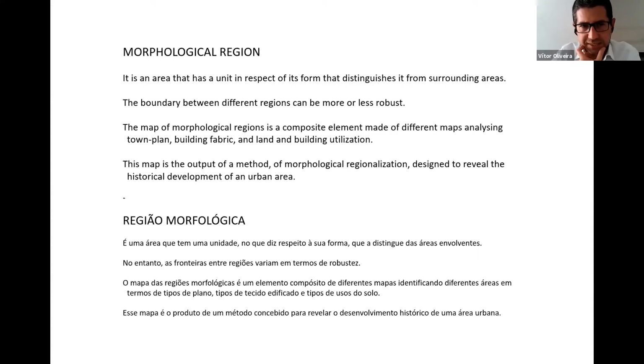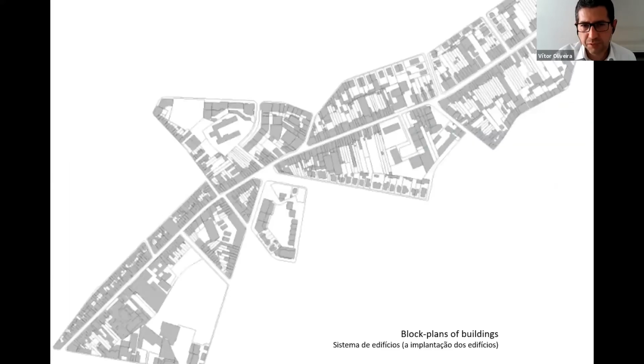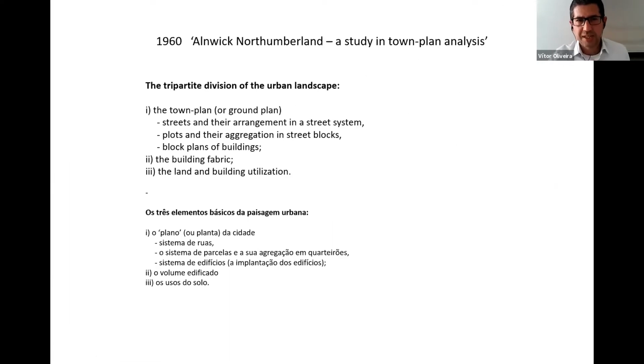The second concept is the morphological region. As I said, I intend to look at it in more detail in the end. So for now, I'm just going to say that a morphological region is an area that has a strong homogeneity in terms of its form. And with that, it can be distinguished from the areas that surround it. This homogeneity in terms of form is given by this tripartite division of the urban landscape, particularly by the patterns of combination of the town plan.